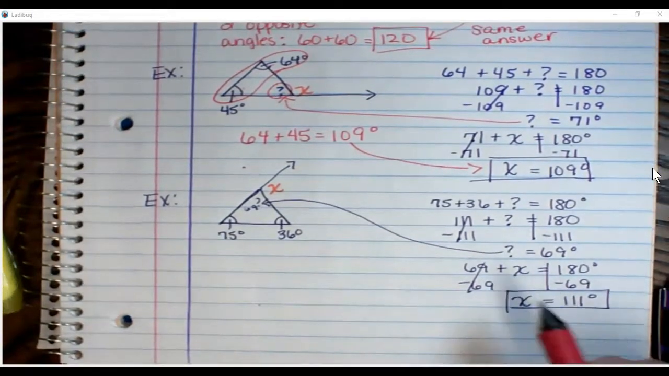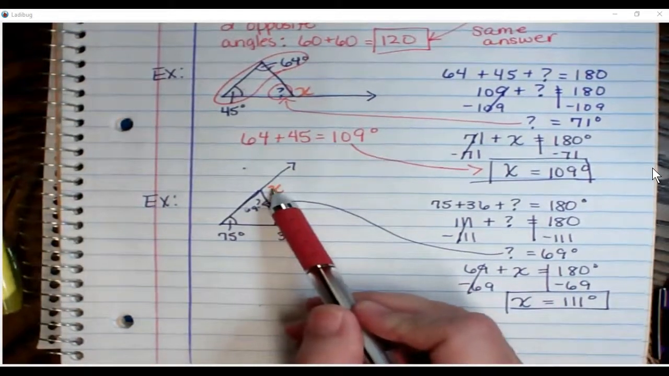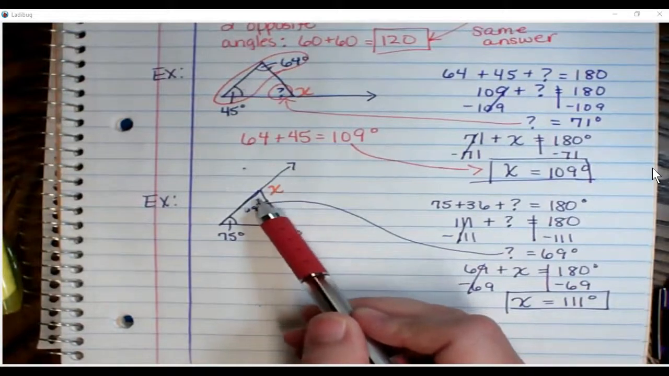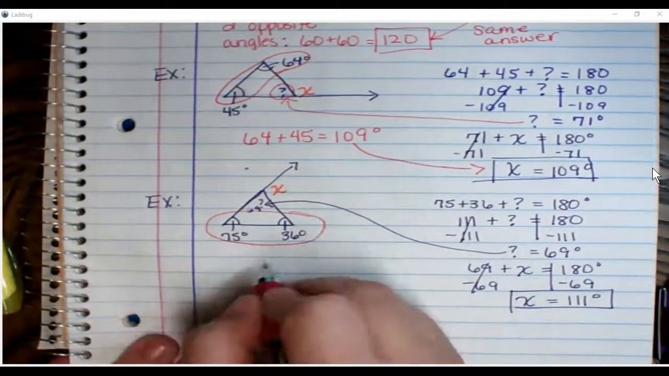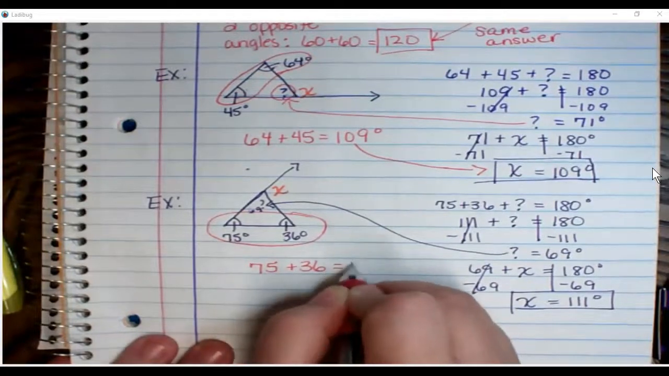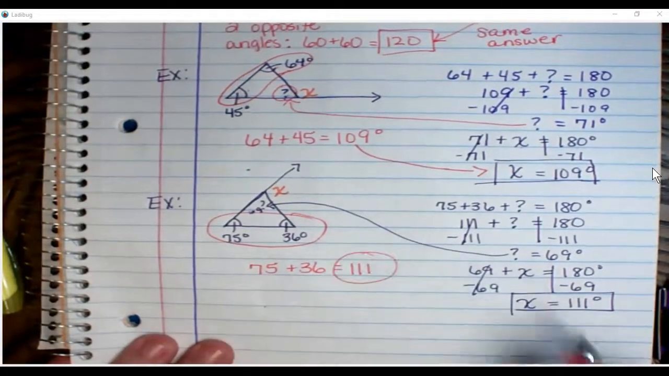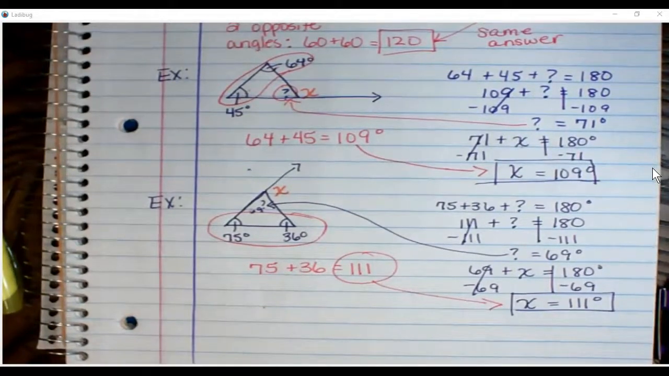Now, I can also add up my opposite angles. Here's my exterior angle, not the angle next to it, the opposite two. So these angles right here. 75 plus 36, 111, same answer.